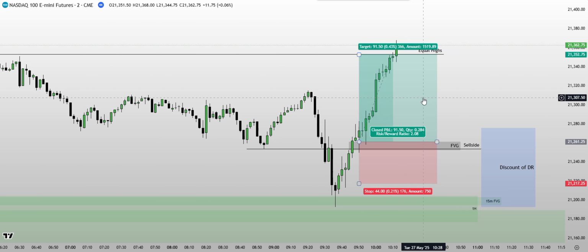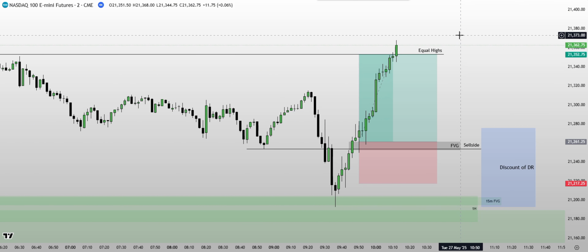Very simple, very easy. Using that bias that we determined from that top-down approach. Using structure, concepts that are very familiar, broken down to make it as easy for you guys to assimilate.